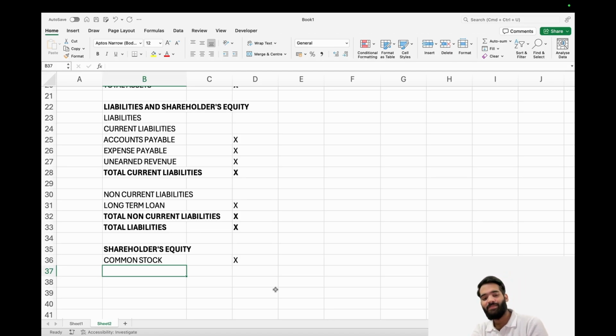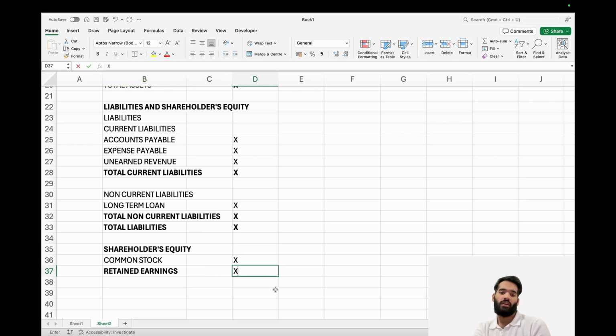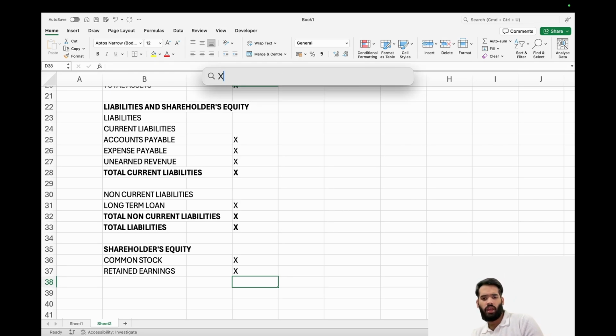Then the second account you'll see is something called retained earnings. Now we'll talk about retained earnings a little bit more in a while. First, let's complete the total equity.